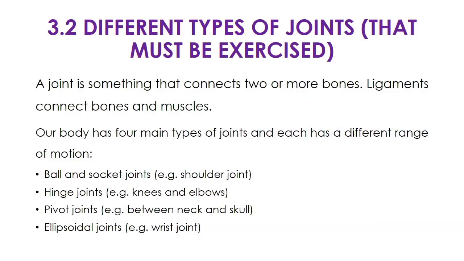Now there are four main types of joints and each has a different range of motion. Range of motion means the amount of movement that each joint has. Now you have something called the ball and socket joint. Okay, and an example thereof is your shoulder joint. Now this is the joint with the widest range of motion.